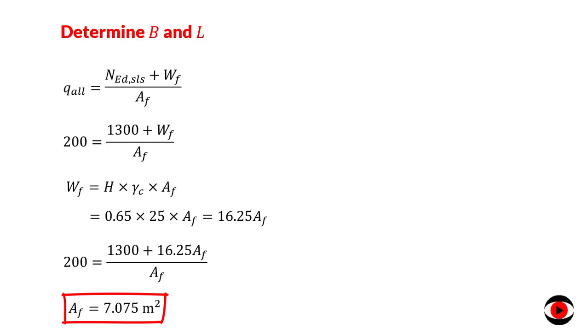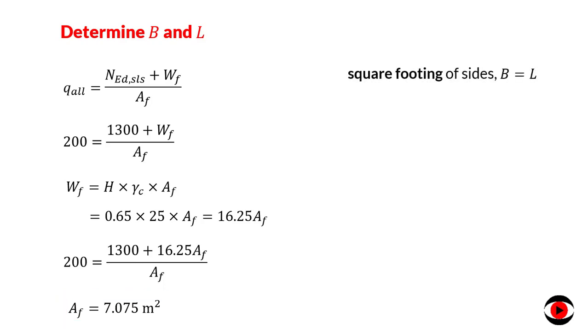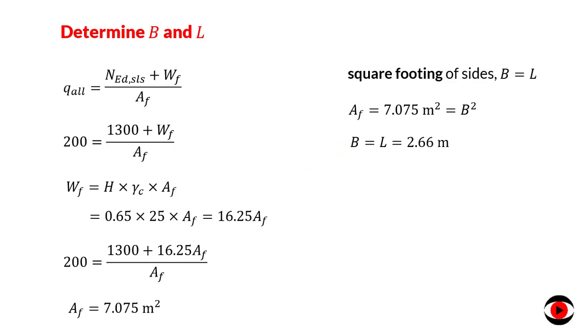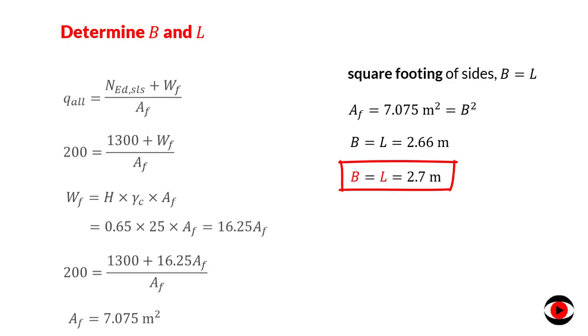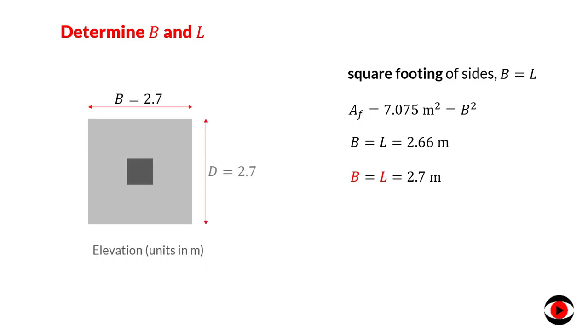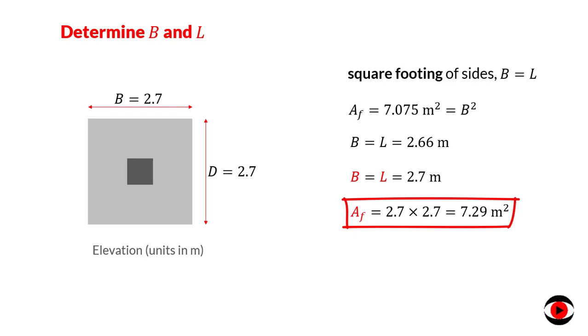7.075 meters squared. Say we are designing a square pad or footing of size B equals to L. The area of pad will be equals to B squared. Solving for B, we get B equals to L equals to 2.66 meters. We will use B equals to L equals to 2.7 meters, which gives us an area of 7.29 meters squared.